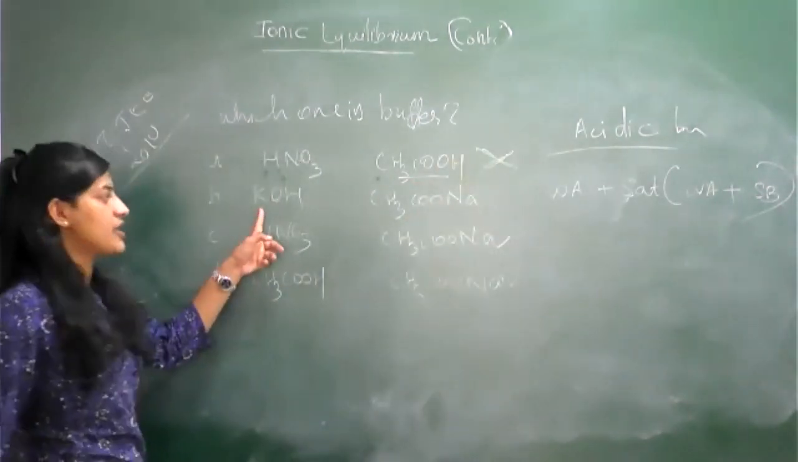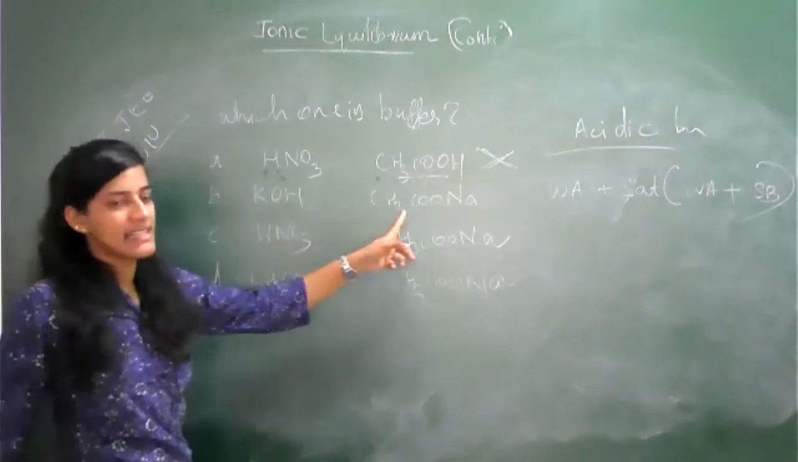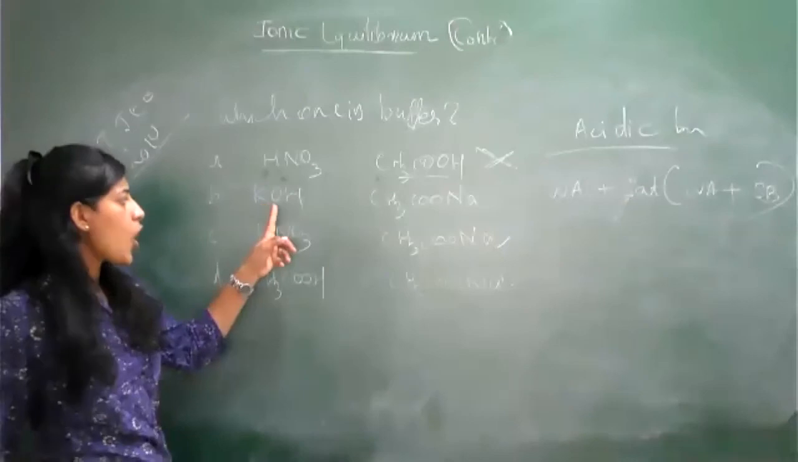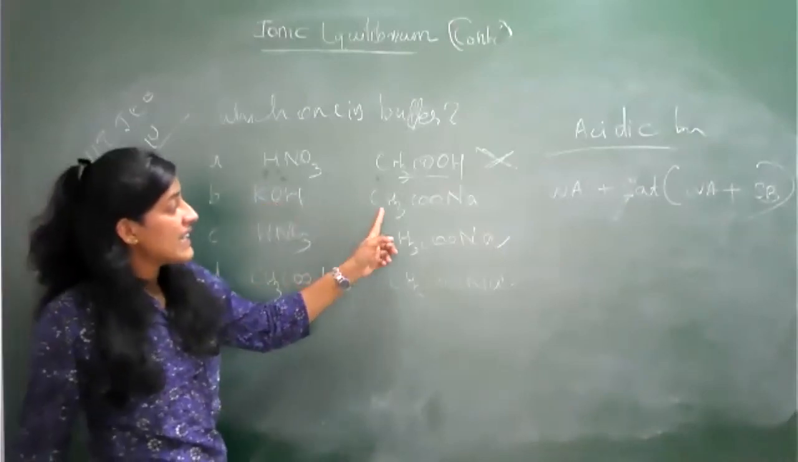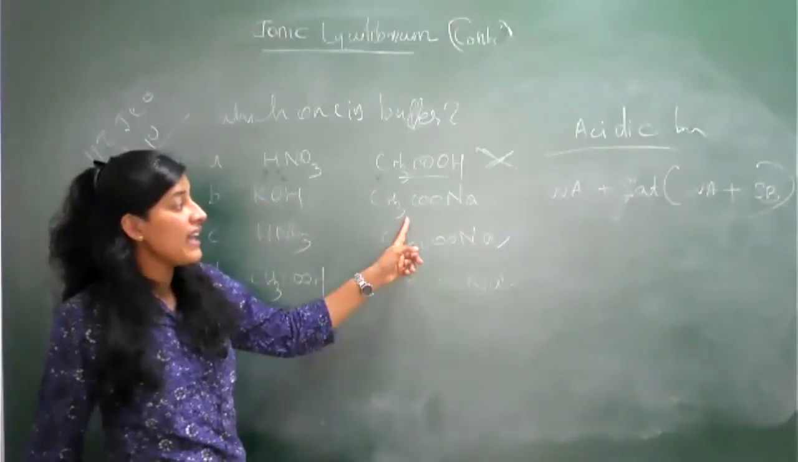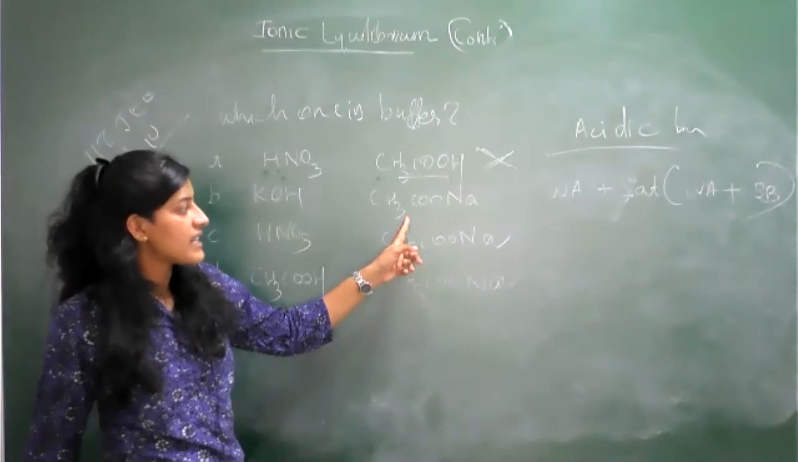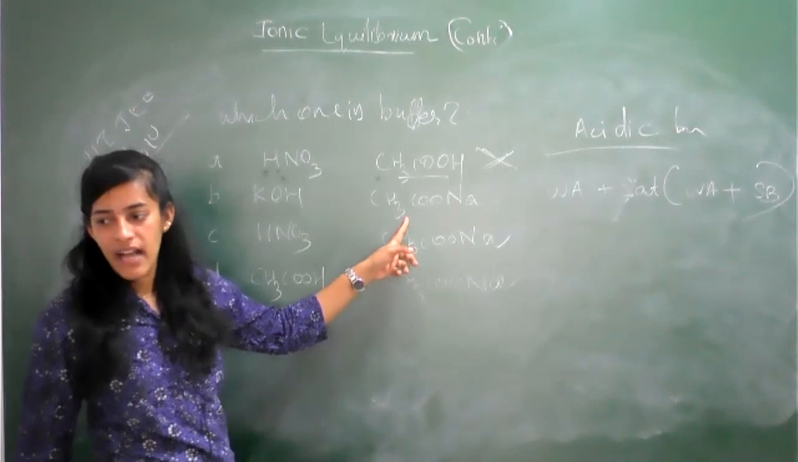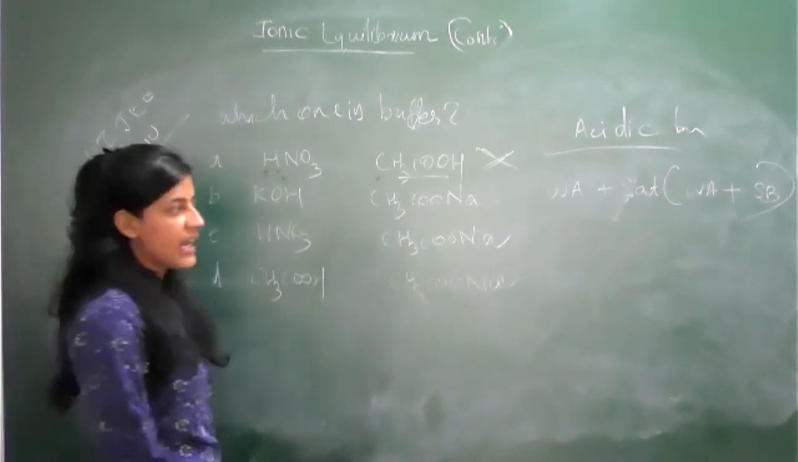Next one, KOH is a base. This is a salt, of course, but a strong base. Here there is a weak acid, and we need a weak base now. So nothing will work there. We can easily eliminate it.